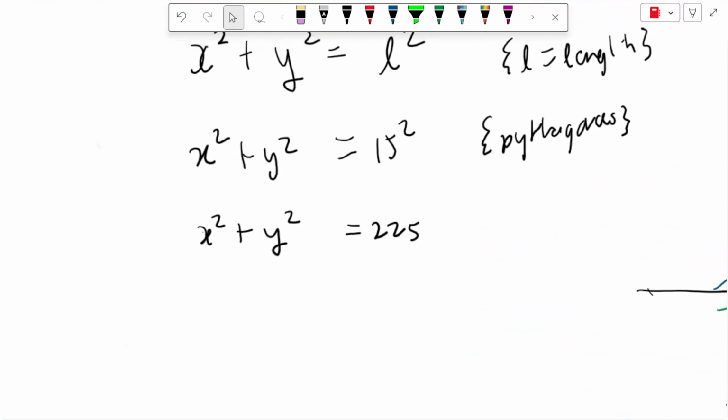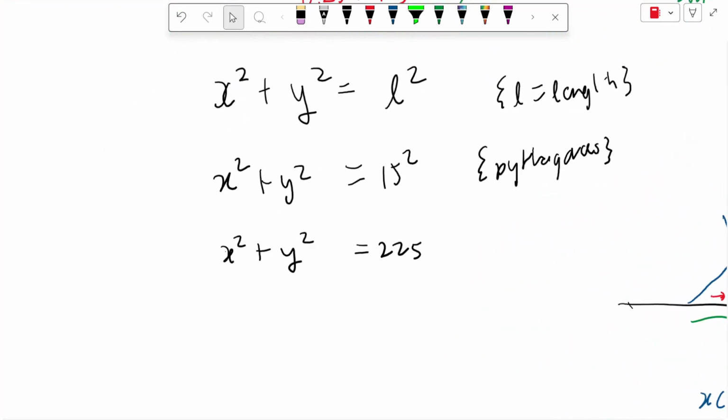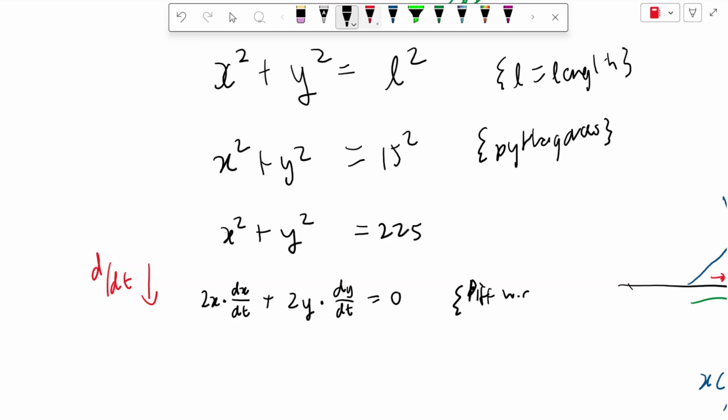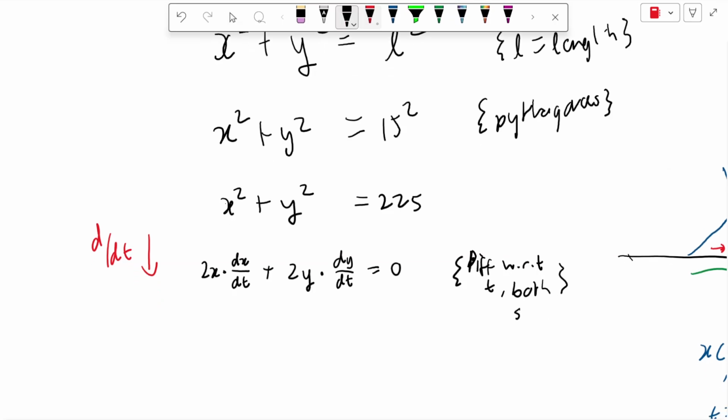Okay, now we've got the implicit differentiation step. So what we do here is we differentiate everything with respect to time. Now it's not always time in related rates, but it almost always is. So the derivative of x squared is 2x times dx over dt. You've got to be really careful with that implicit differentiation stuff. Then we get 2y times dy over dt equals, and the derivative of 225 is 0. So I might make a little note here: differentiate with respect to t on both sides.